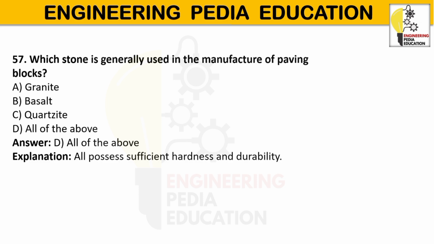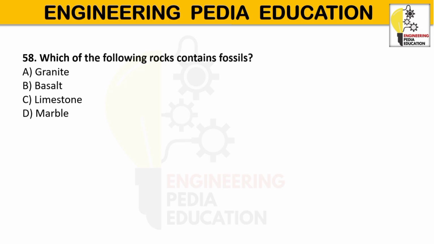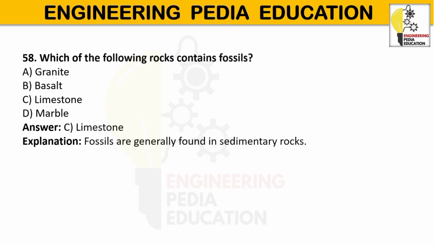Which of the following rocks contains fossils? Granite, basalt, limestone, marble. So the correct option is limestone. Fossils are generally found in sedimentary rock. Granite and basalt are igneous rocks, and marble is a metamorphic rock, whereas option C, limestone, is a sedimentary rock, and fossils are generally found in sedimentary rock.